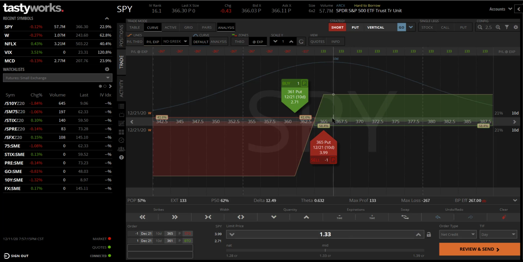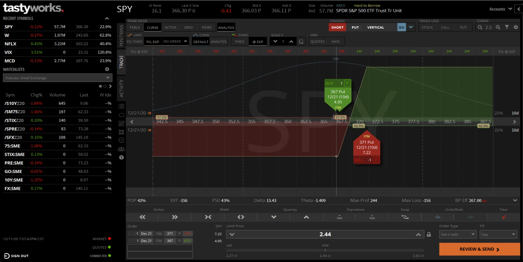That white little dashed line right there is a representation of the current market, and across the top we can see what my profit is and my loss. Down here at the bottom we've got POP, which is probability of profit. We can see how much extrinsic value is in this trade, and since I'm completely out of the money, the only value of this trade is extrinsic value.